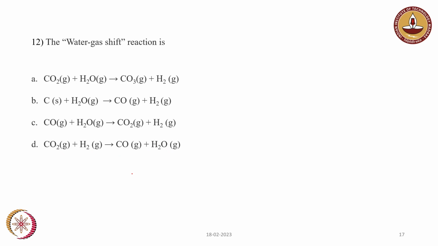So the water gas shift reaction is the conversion of CO using water into CO2 and hydrogen gas. So hydrogen gas will be generated along with CO2. So the option is option C, CO plus water giving CO2 plus H2. So this is a water gas shift reaction.